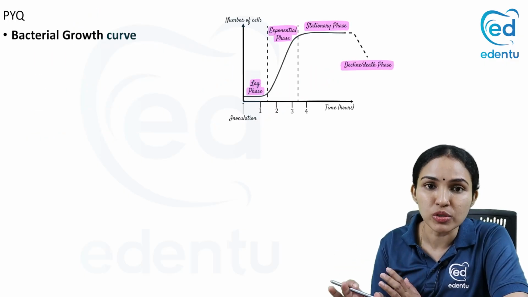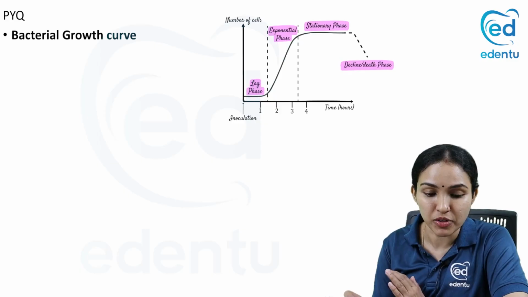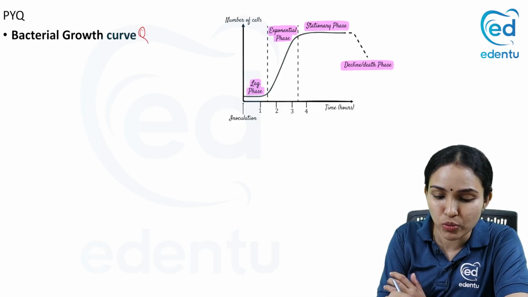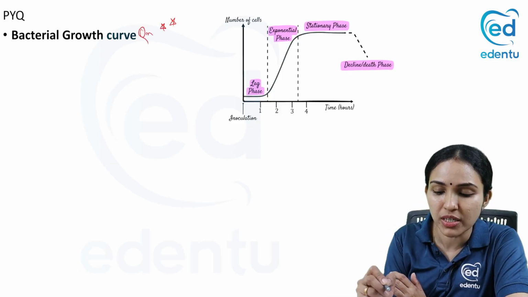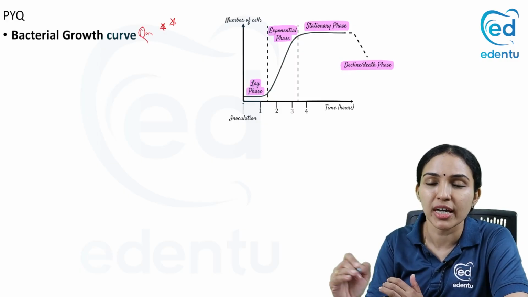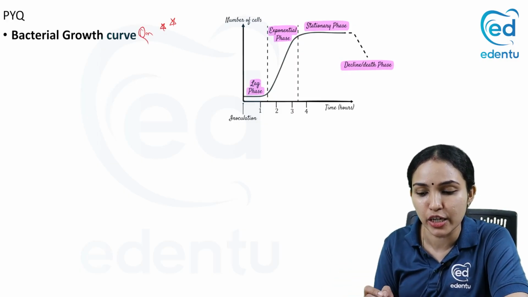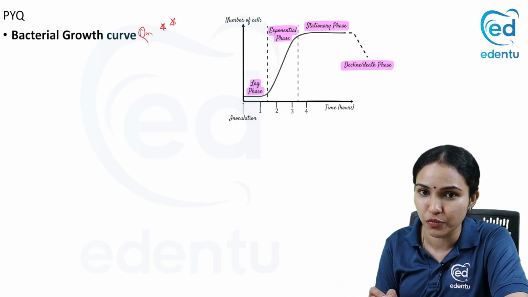So that's about the growth and nutrition of bacteria. And I'm repeating, the bacterial growth curve is the most important question from this part. Please learn to draw this and what all happens in the different phases: lag, log, stationary, and decline phase.